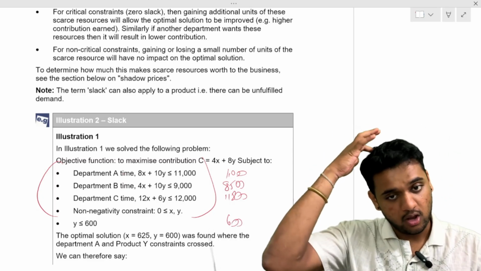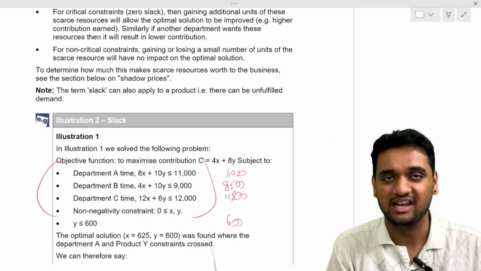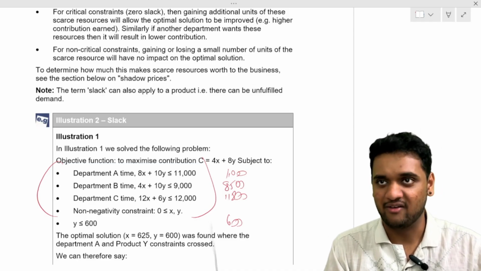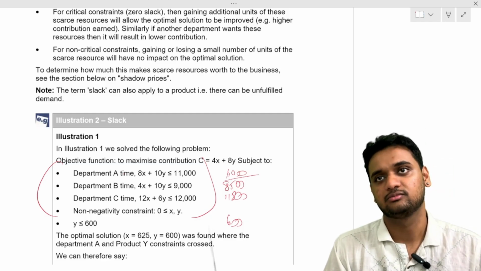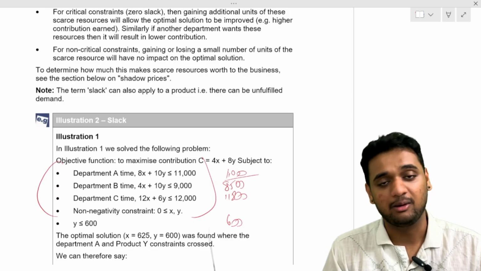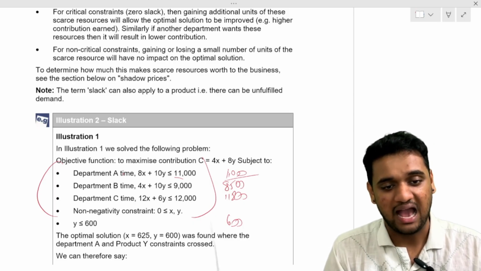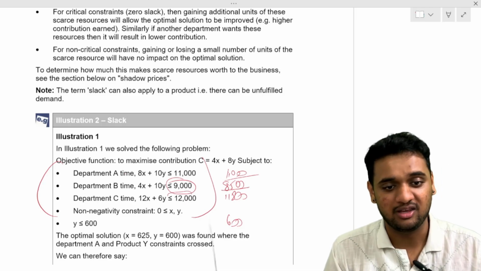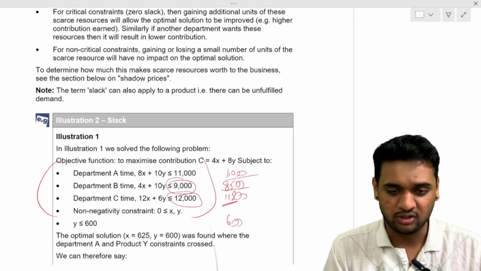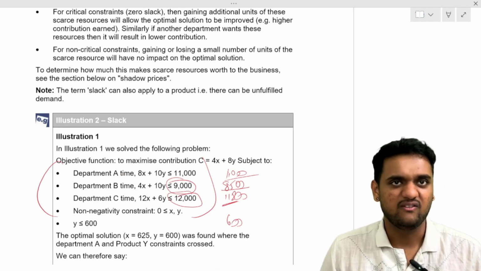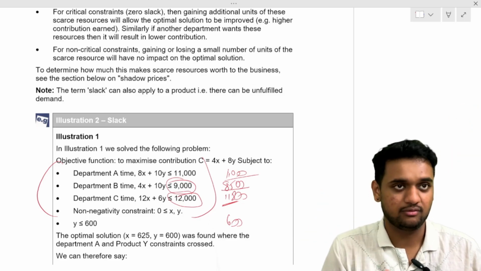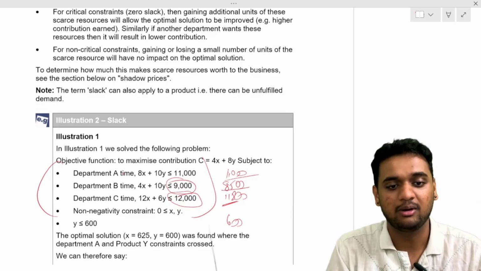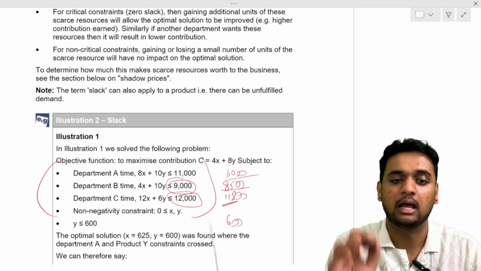Now you tell me, in Department A, are we using exactly or less? We have 11,000 hours. We are using 11,000 hours. Department B, we have 9,000 hours, but we are using only 8,500 hours. Department C, we have 12,000 hours, we are using only 11,800 hours. It is possible. We can't exactly use every department's time. Department A, exactly 11,000 hours we use. Department B and Department C used only 8,500 and 11,800 hours.